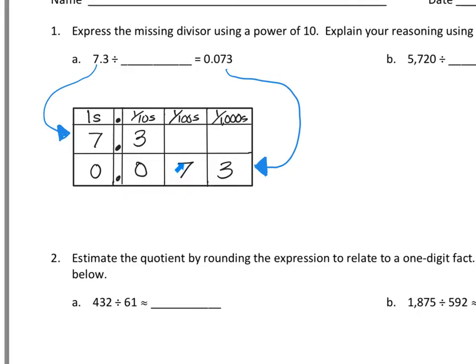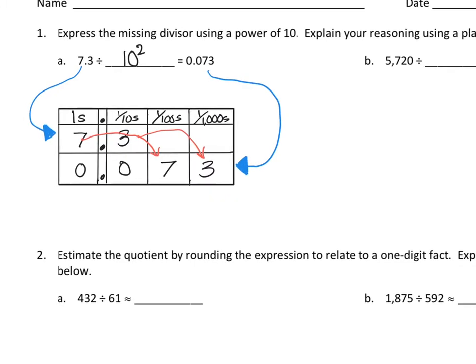So let's look at 3. 3 is moved over 1, 2 place values. So what you do is you just draw arrows noting where the digits have moved. The 3 in the tenths is in the thousandths. The 7 in the ones is in the hundredths. So the answer is 10 to the power of 2.